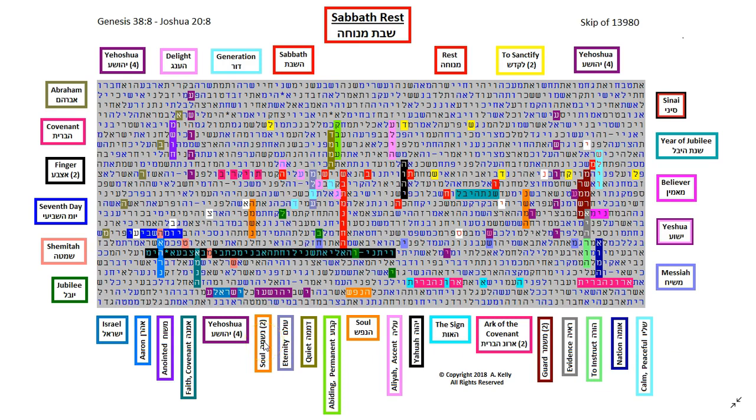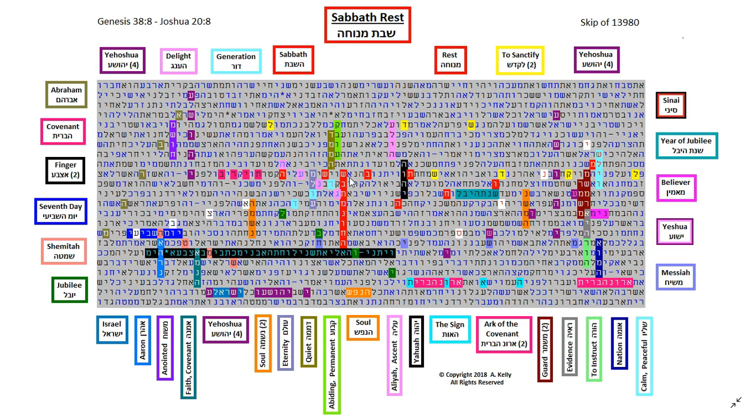Shalom. Today we're going to look at a Bible code about one of the commandments, the fourth commandment, and it's about the Sabbath. This is called the Sabbath rest, and it's found at a skip of 13,980 letters. And here is the access term in the red, Shabbat, and then rest, Sabbath rest, in the red and white.